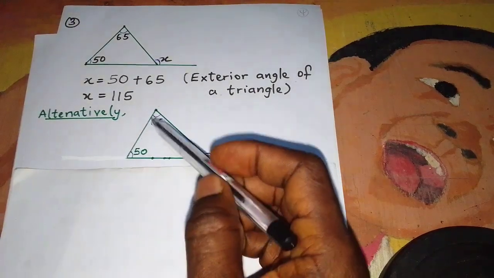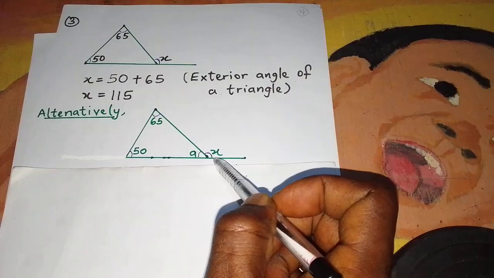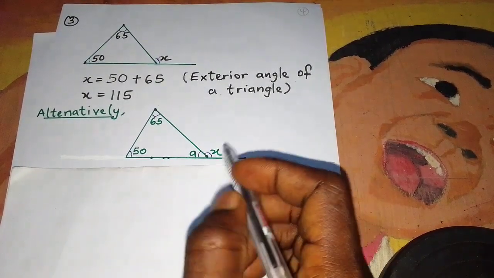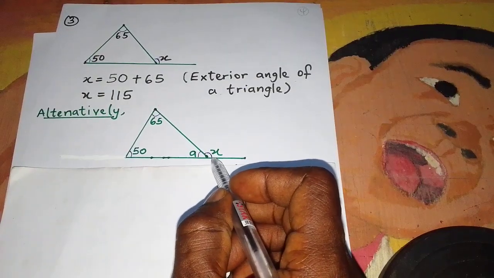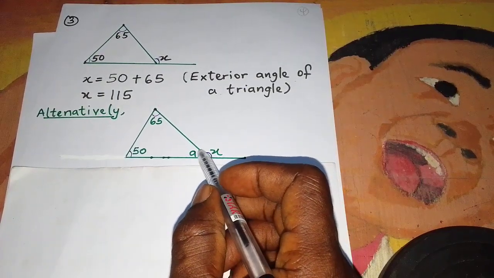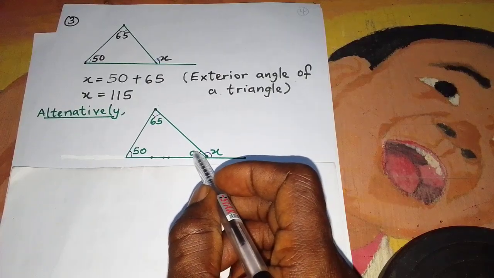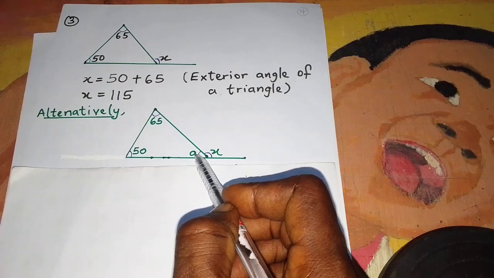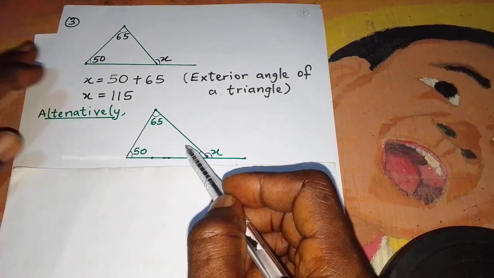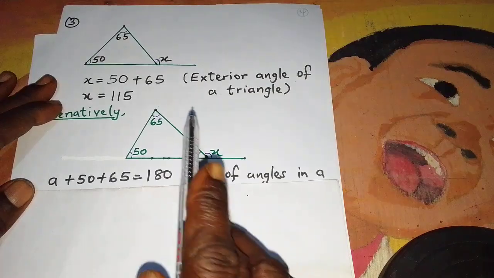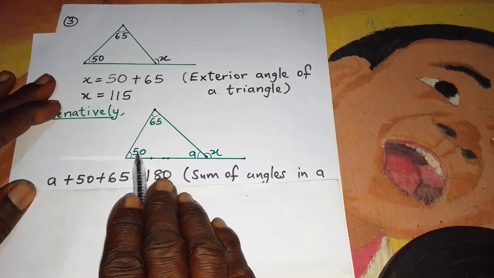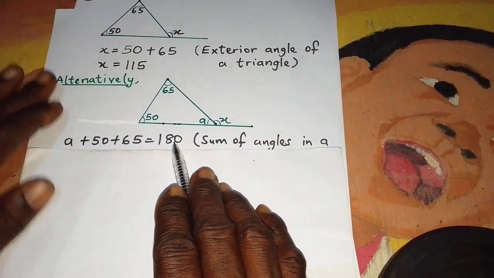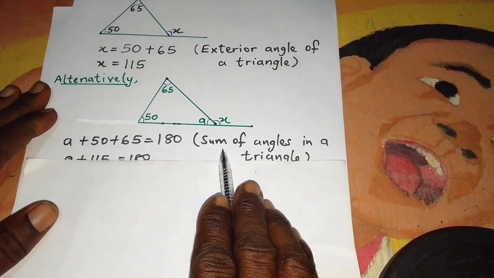Now, if you have this, you are told to look for x here. This is an exterior angle. You have this angle to be 50, you have this angle to be 65, and you are told to look for this angle x. First of all, let us represent this inside angle as A. I'll first get the value of A. Let us know the sum of angles in a triangle is 180. So if I add this angle A plus 50 plus 65, it should be equal to 180 degrees. So that is the sum of angles in a triangle.